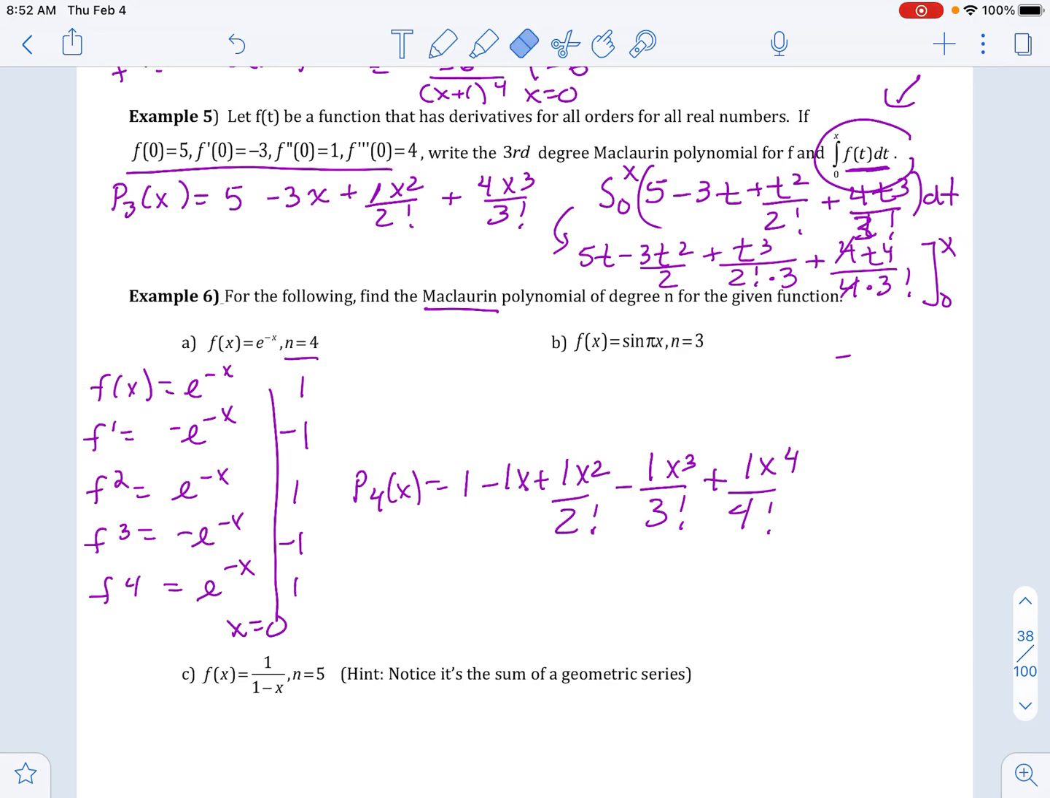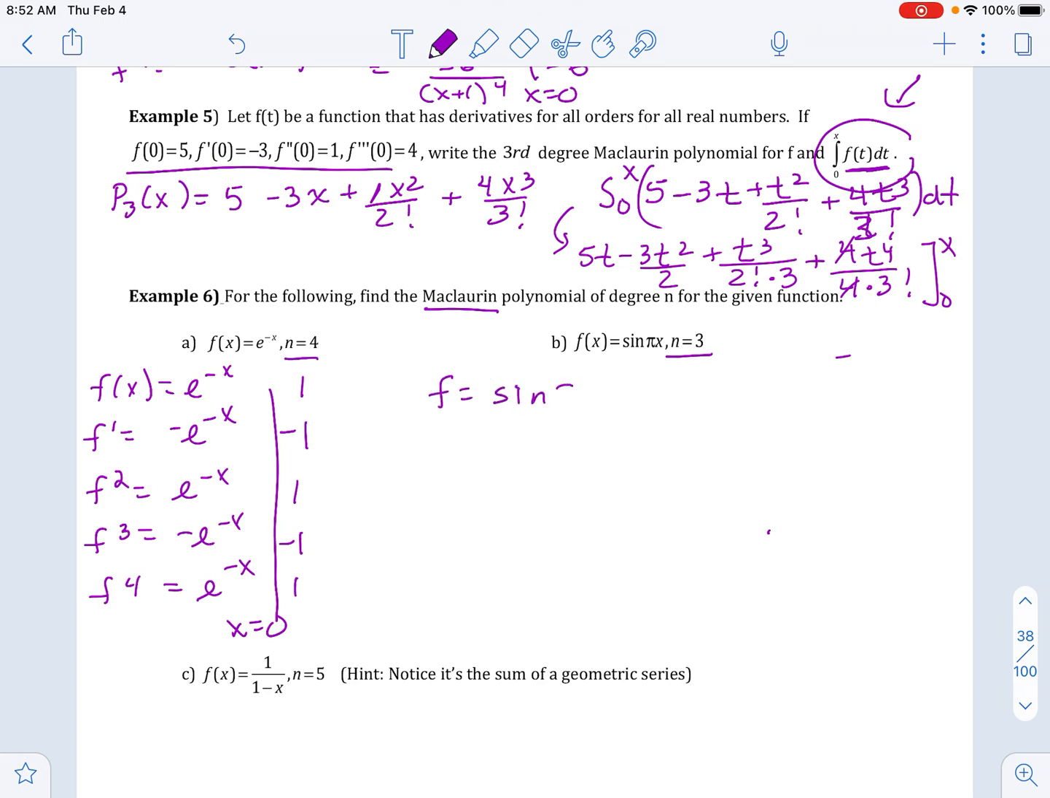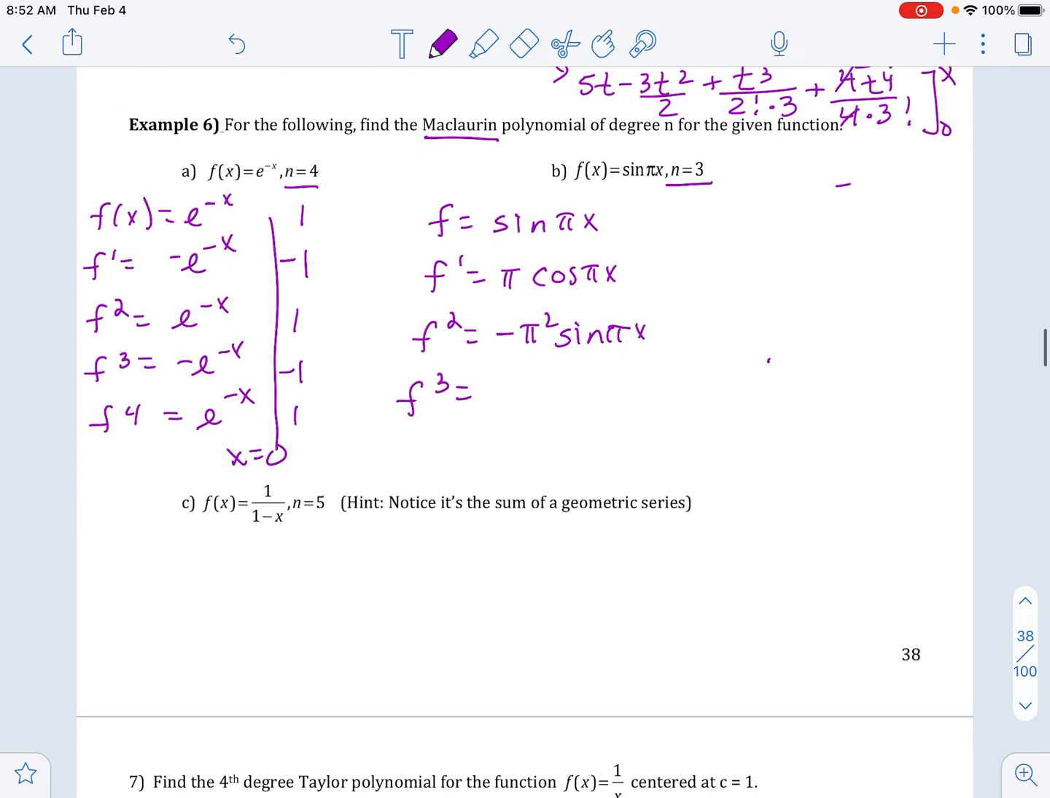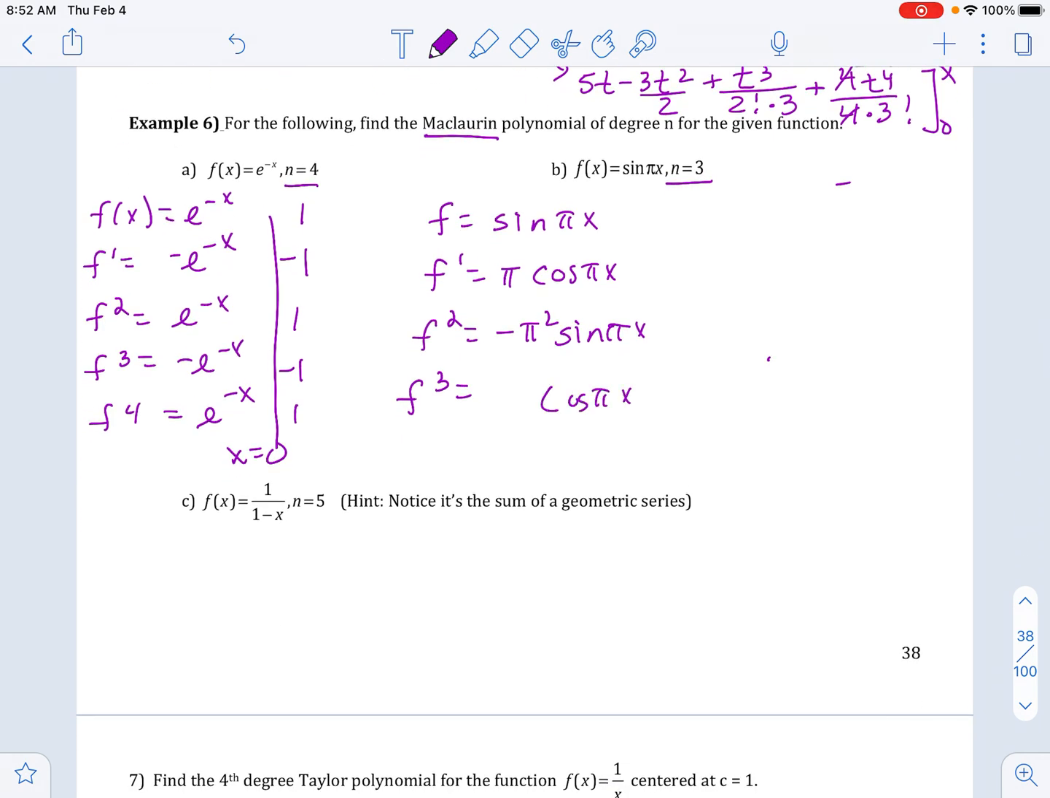Okay, let's try the next one. Same thing, I need to come up with the derivatives, but I'm only looking for a third degree, so I'm going to go ahead and come up with the first 3 derivatives. I'm going to write the original function on the top to start. The derivative of the sine of pi x is cosine of pi x. Don't forget chain rule, you need to multiply by pi. Second derivative is negative sine of pi x, but you need to multiply by pi again, so you end up with a pi squared. Third derivative is negative cosine of pi x. Sine will stay the same, but you multiply by another pi.